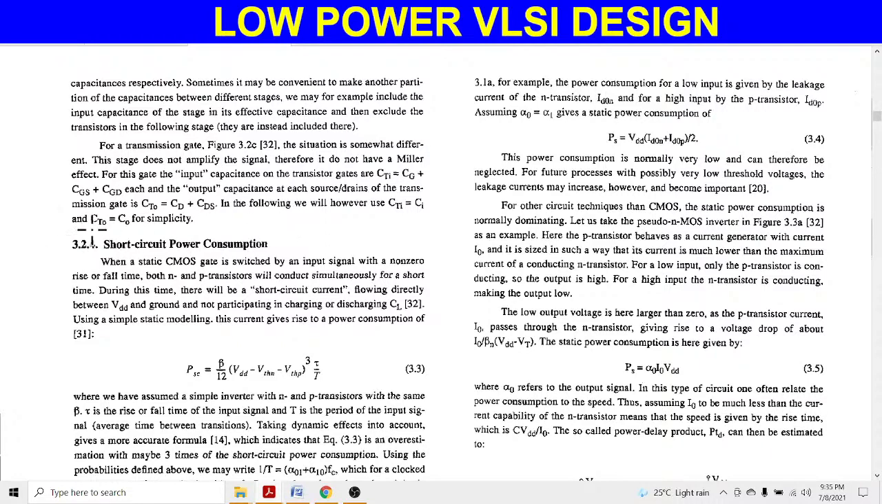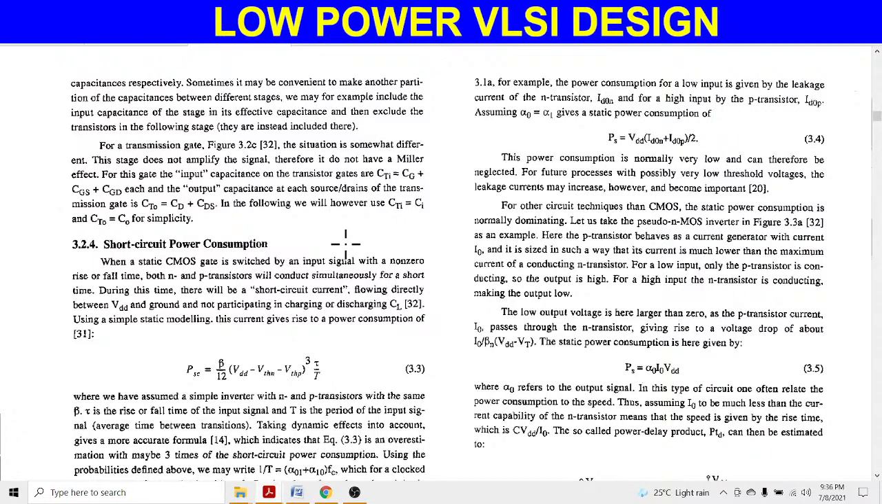Now the second power dissipation is short circuit power dissipation. We know that PMOS works when the input voltage is less than the threshold voltage of PMOS, and NMOS works when the input voltage is greater than the threshold voltage of NMOS. But when the input voltage lies between the threshold voltage of PMOS and the threshold voltage of NMOS, both transistors will work simultaneously.